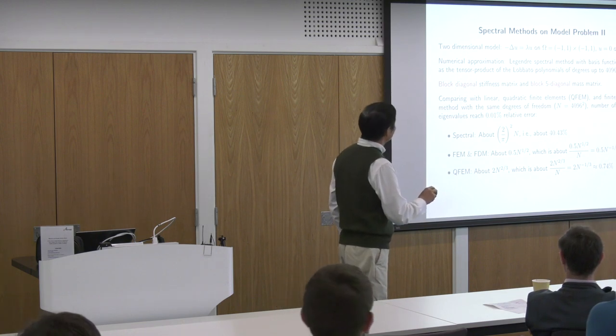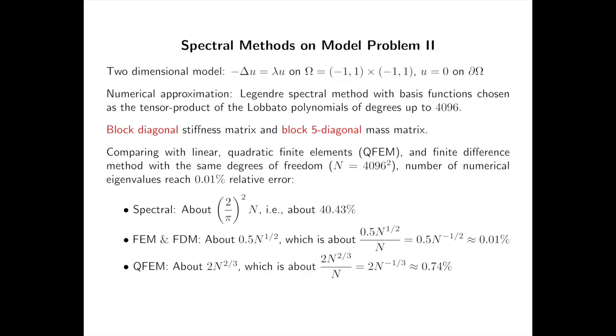Okay? And then compare with the linear, quadratic element, this time I put even the quadratic element there, and the finite difference with the same degrees of freedom. And this time, degrees of freedom is more than 16 million, right? Because we have a square here. And so we also want 0.01 relative error. This is for the finite element that's linear, right? And this time, for the spectral method it is pi over 2 squared, not pi over 2. 1D is pi over 2. If 3D, that's a cube, and so on. So this time it's about 40%. And for finite element, finite difference, you have this 0.5 n square root, because this reduced by half, so I put this number here. About this many, and there's still a square root 2 here, right?